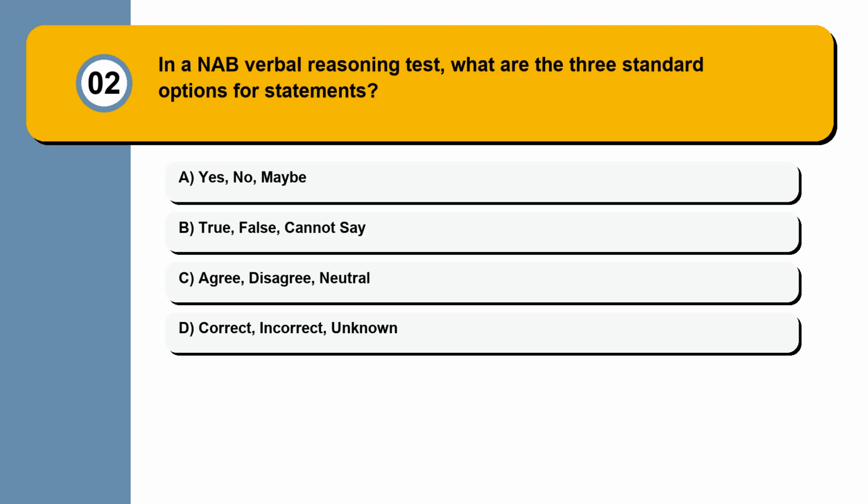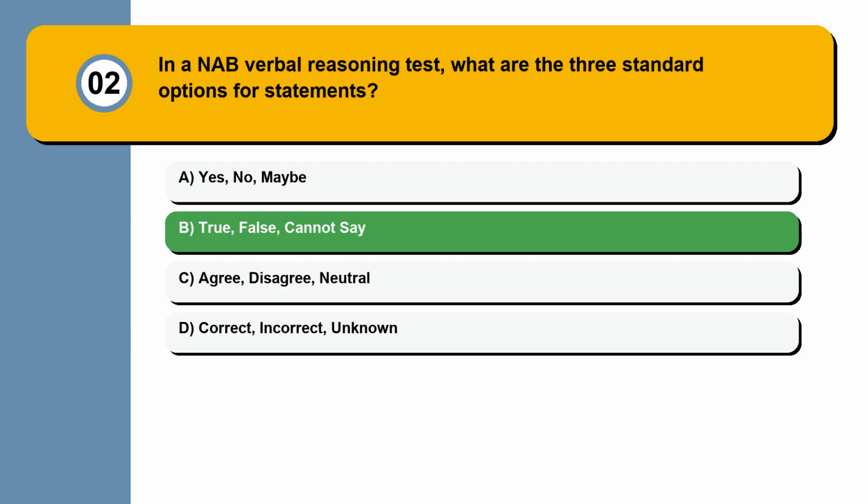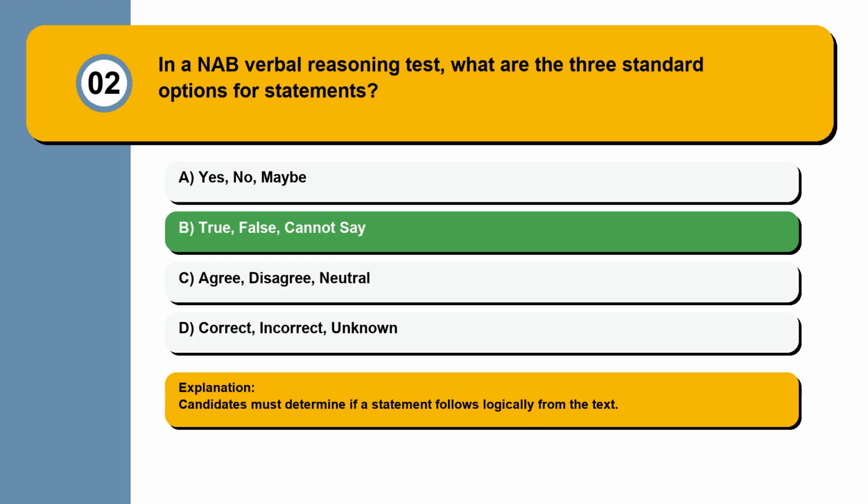Question 2. In a NAB verbal reasoning test, what are the 3 standard options for statements? Yes, no, maybe. True, false, cannot say. Agree, disagree, neutral. Correct, incorrect, unknown. Candidates must determine if a statement follows logically from the text.